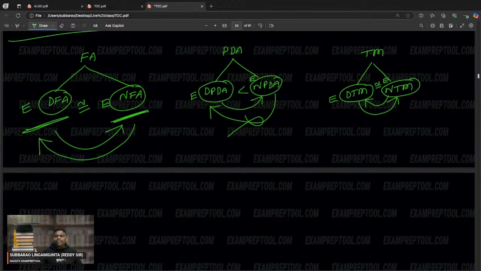Are you okay with this? Afterwards, you will get full clarity. These are just an introduction. For every NFA, DFA there. For every DFA, NFA there. For every DTM, NTM there. For every NTM, DTM there. DPDA possible means NPDA possible. NPDA possible, DPDA not possible. So NPDA has more power.